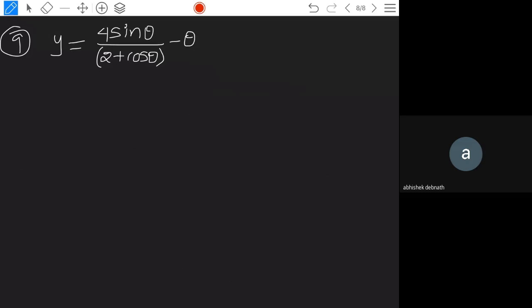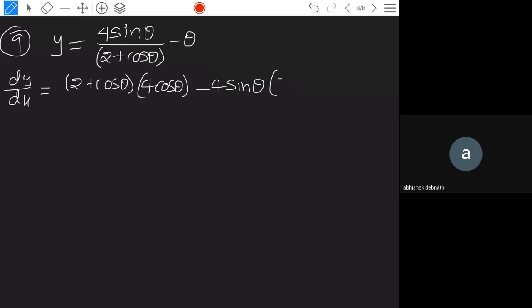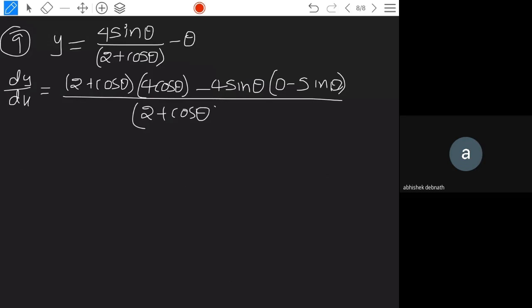And you need to differentiate, obviously dy by dx. This problem, I think, will get very lengthy. Using the u by v method, first apply the denominator 2 plus cos theta: the differentiation of 4 sin theta is 4 cos theta, minus 4 sin theta into the denominator's differentiation, which is minus sin theta, by (2 plus cos theta) whole square, minus 1. Here I made one small mistake. Can anyone identify?